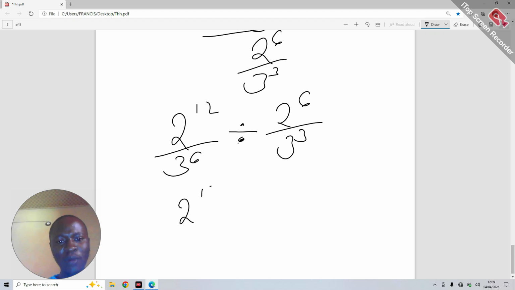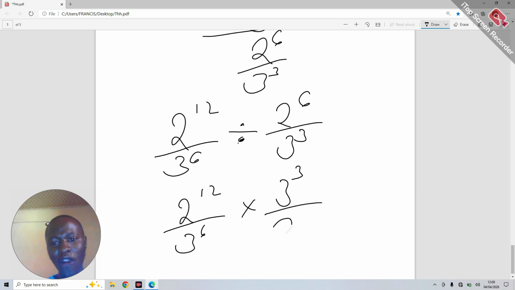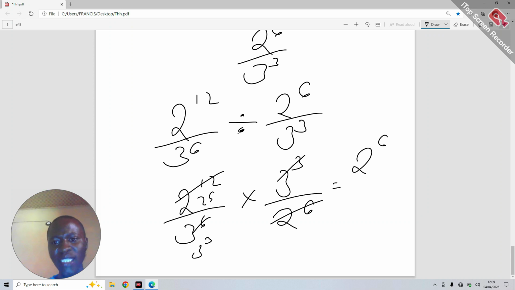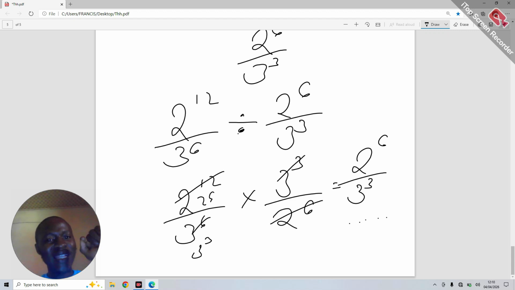Then they have 2 power 12 over 3 power 6, getting the reciprocal of that, 3 power 3 all over 2 power 6. Cancelling this and this, we remain with 3 power 3. This and this, we remain with 2 power 6. Then they have 2 power 6 divided by 3 power 3. Obviously, with this alone, you will get a decimal, and such students are not doing the right thing, which is wrong.